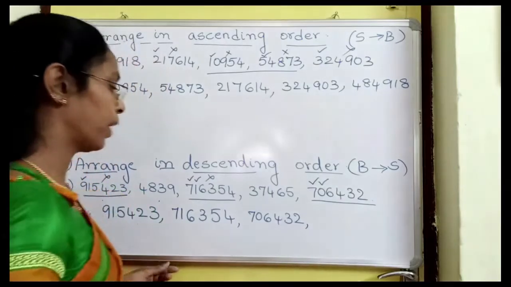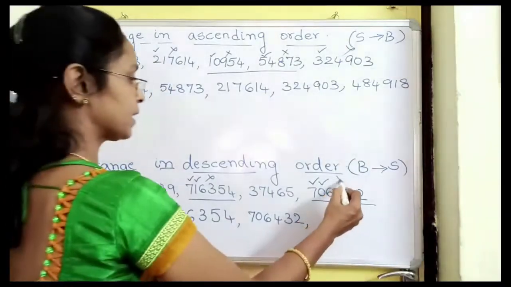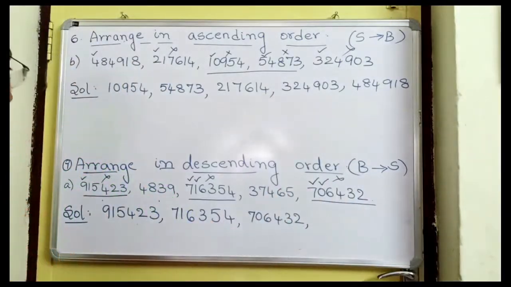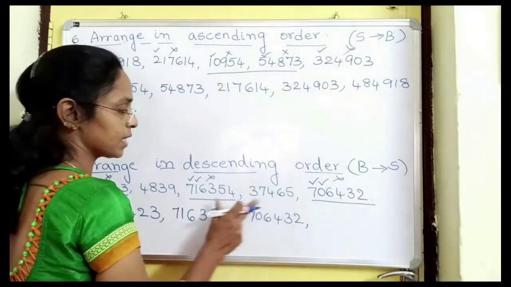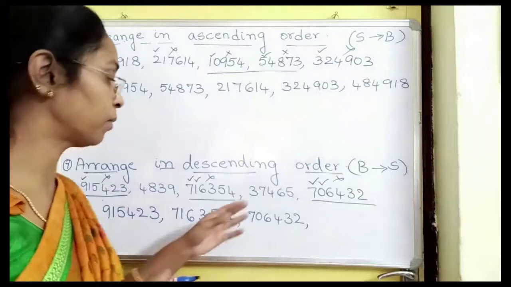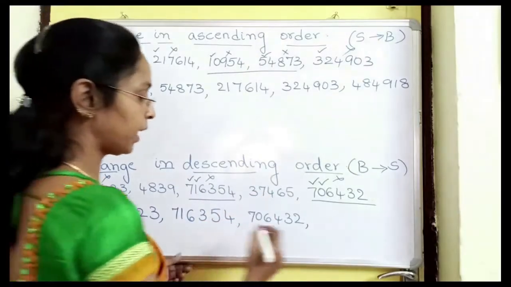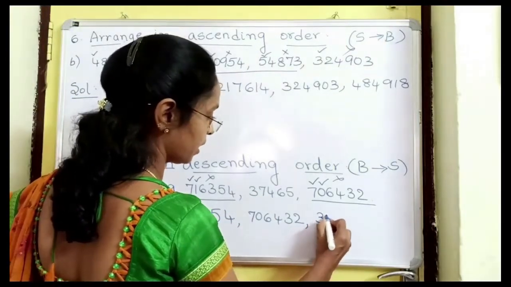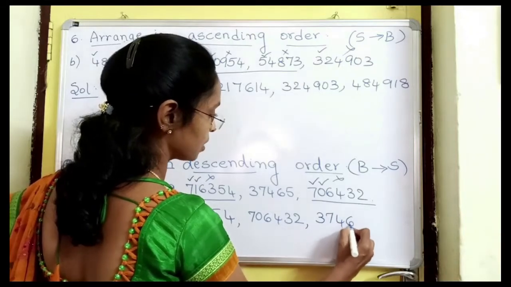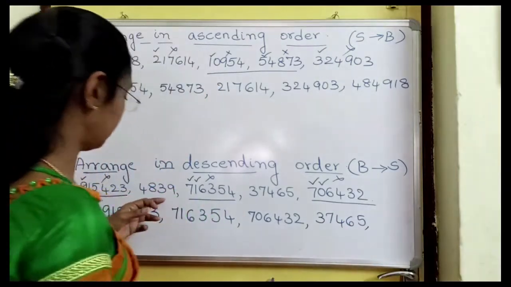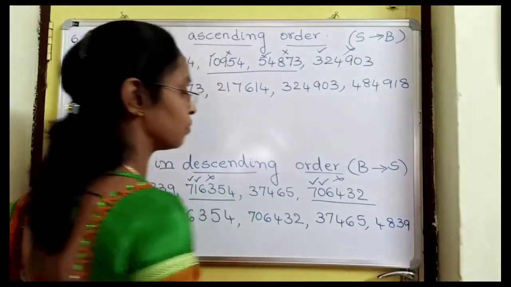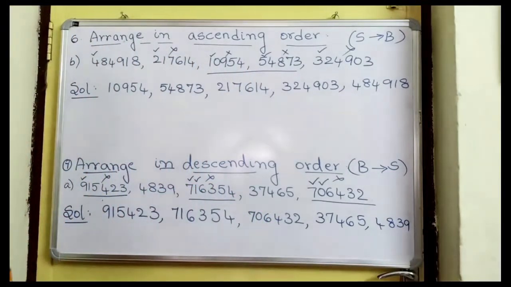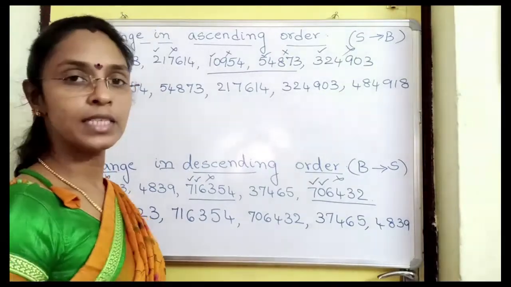Okay children, now we have completed these 3 which are having 6 digits. Next, this number is having 4 digits, this number is having 5 digits. So the number having 5 digits will be the next greater number. So write down 3,7,4,6,5 and then 4,8,3,9, that is 4,839. This is how you write the descending order.